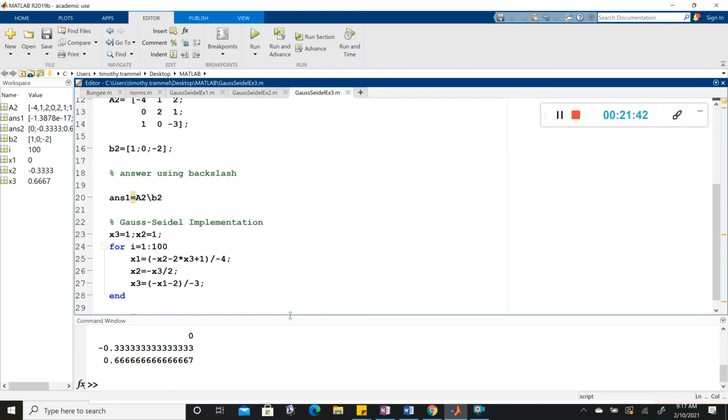Okay. And that is it for today. We will make an attempt to create a function that implements this technique Friday.